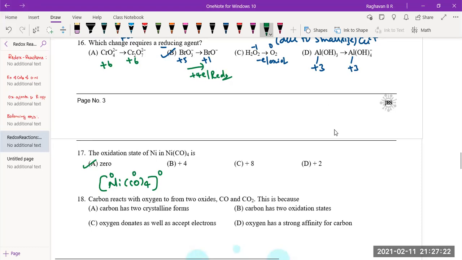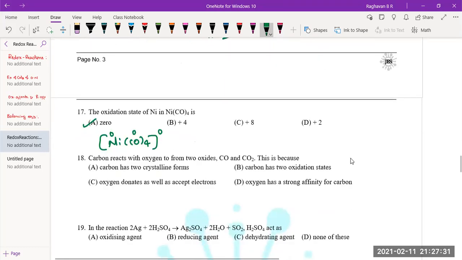Shall we proceed now? Yes, sir. Carbon reacts with oxygen to form 2 oxides, CO and CO2. This is silly, but still the answer has to be found, right? Is it because carbon has 2 crystalline forms?